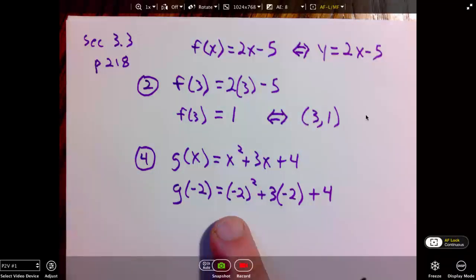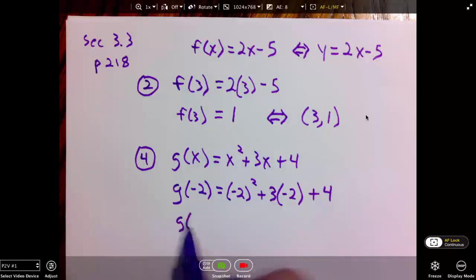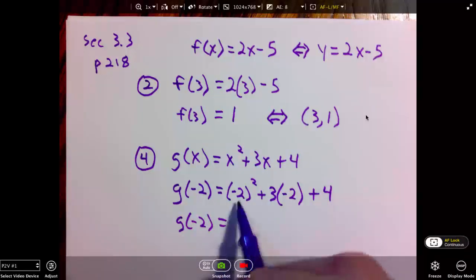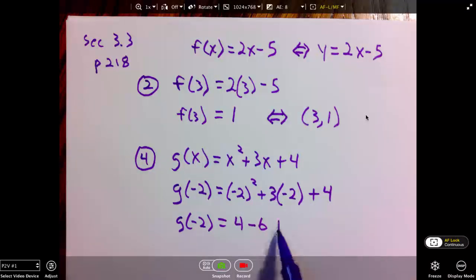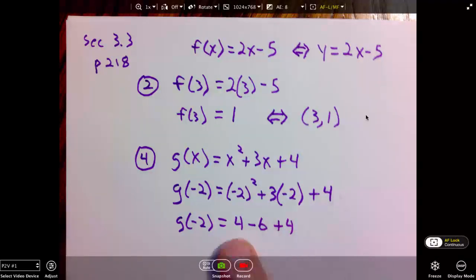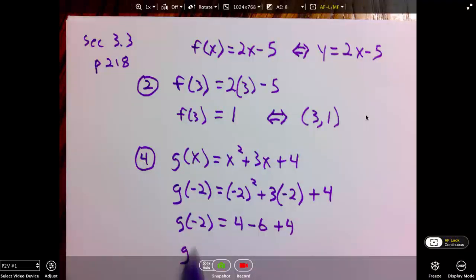Alright, so I've substituted negative 2 in place of x in both of those locations. So we say g of negative 2 is equal to negative 2 quantity squared, that's 4. 3 times negative 2 is a minus 6, plus 4. So 4 minus 6 is a negative 2, plus 4, that's a positive 2. G of negative 2 is equal to 2. Again, that's like saying negative 2 pairs with 2.